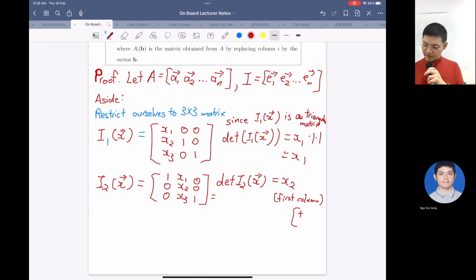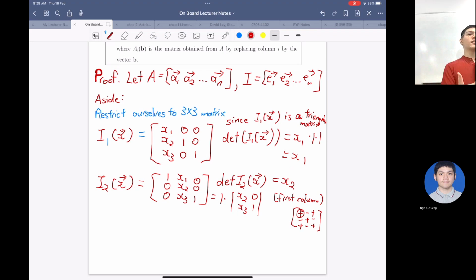You have a grid: plus, minus, plus, minus, plus, minus, plus, minus, plus. If you start with this plus, then you have 1 times the minor. What's the minor in this case? x2, 0, x3, and 1. And now this is a triangular matrix, so you can use the product of diagonal entries to get 1 times x2.